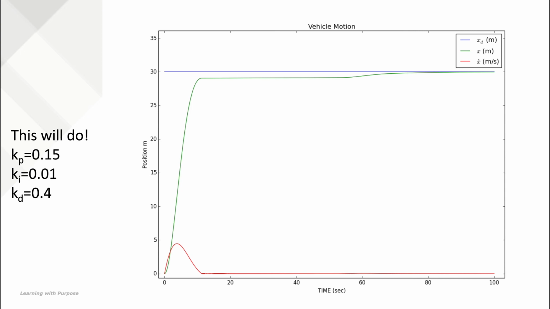So we ended up finding that Kp equals 0.15, Ki equals 0.01, and Kd equals 0.4. Of course, the values in your homework assignment will differ. It'll be a slightly different problem with the same basic example, but this is what we found for right now.